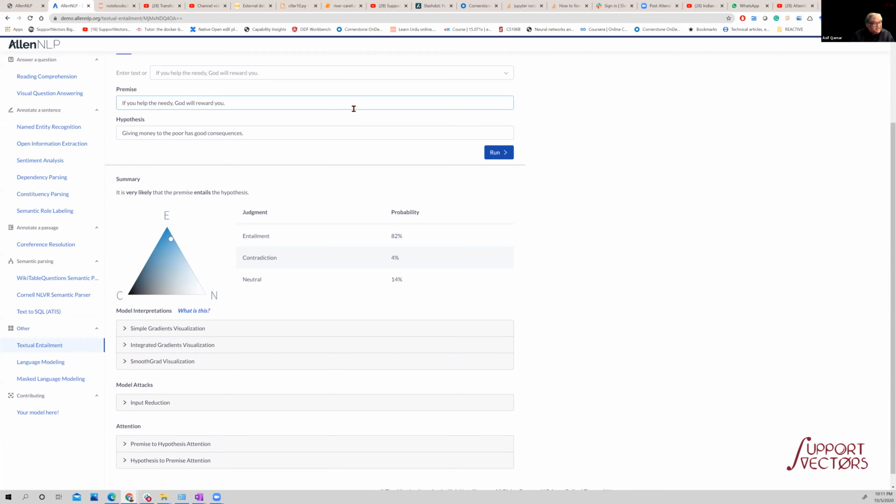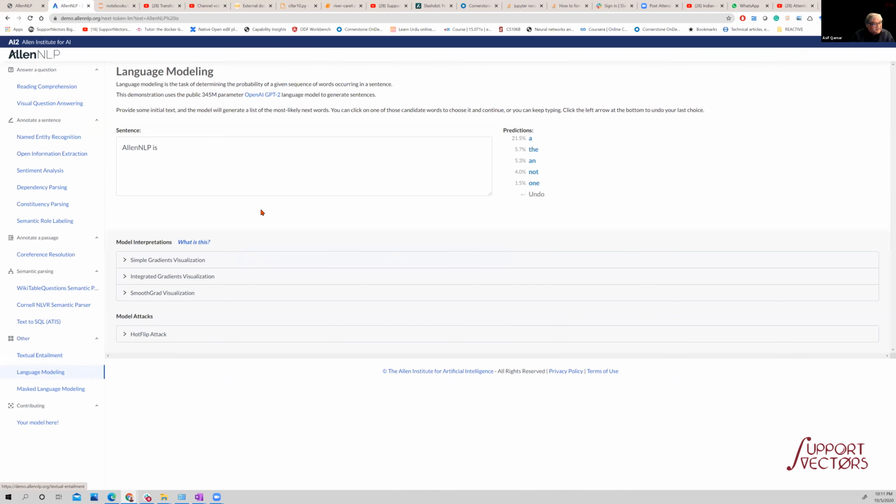If you help the needy, God will reward you. Giving money to the poor has good consequences. So you see that there is a relationship between the two. Right? It finds that out. Language modeling is, of course, completing the sentences.